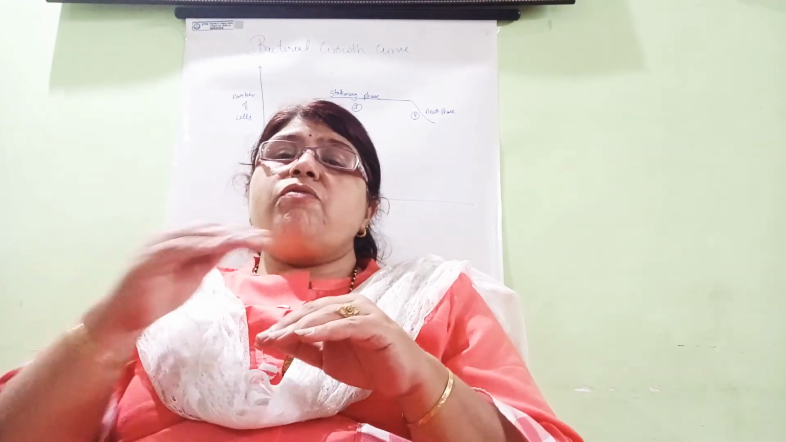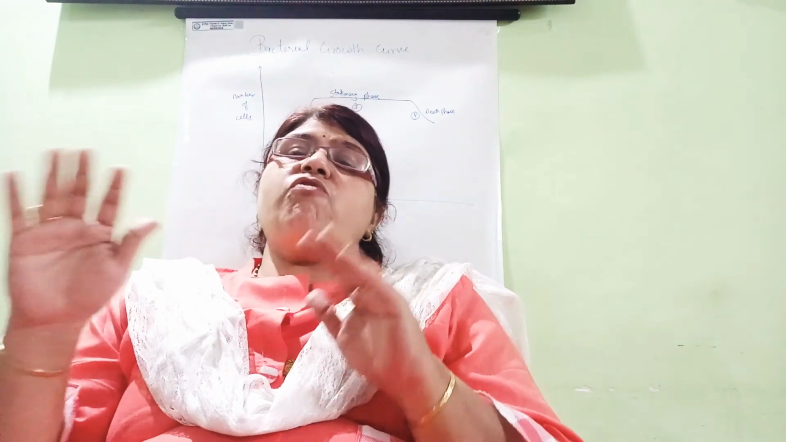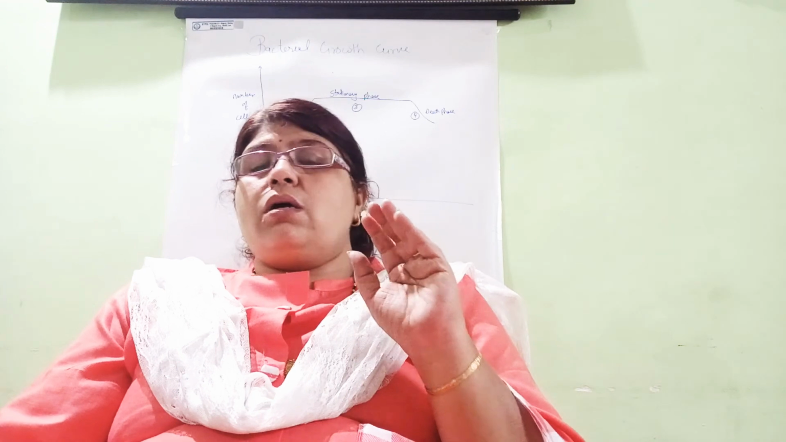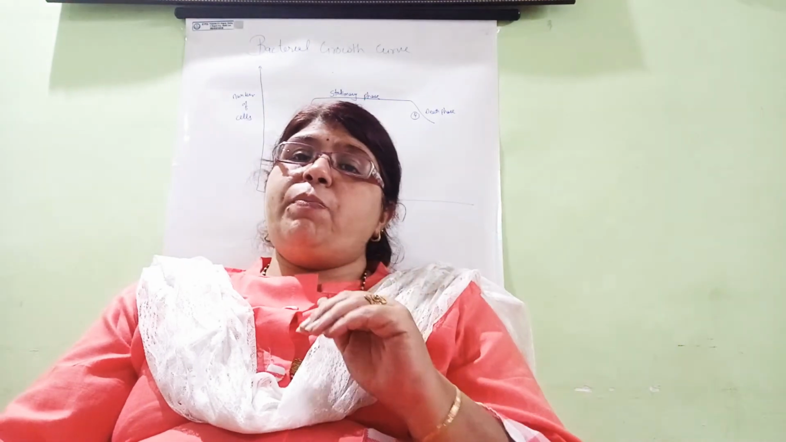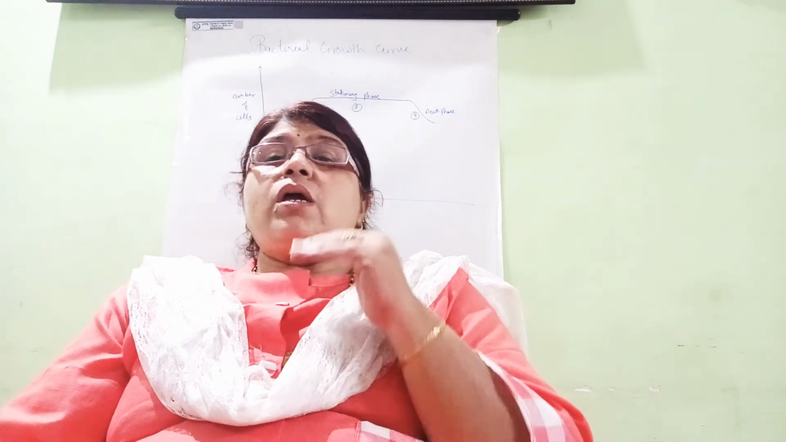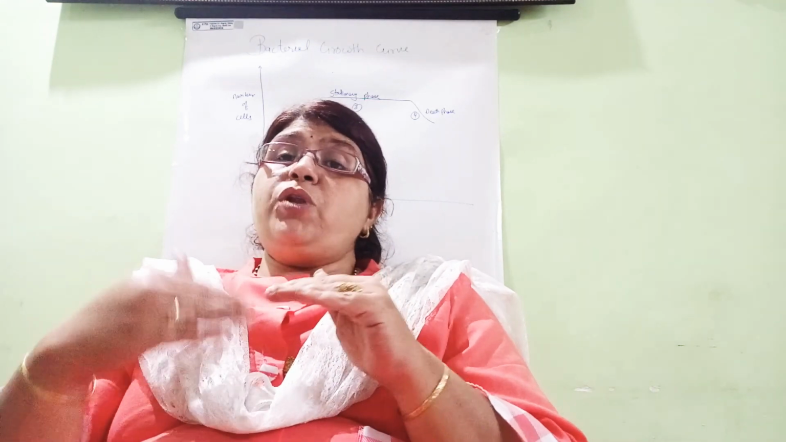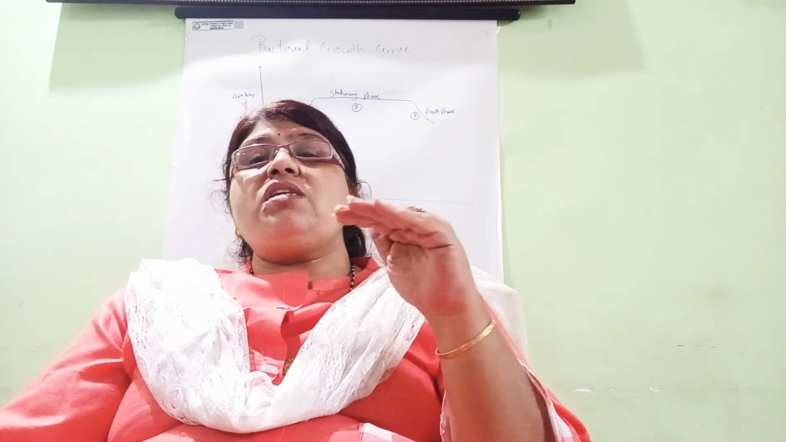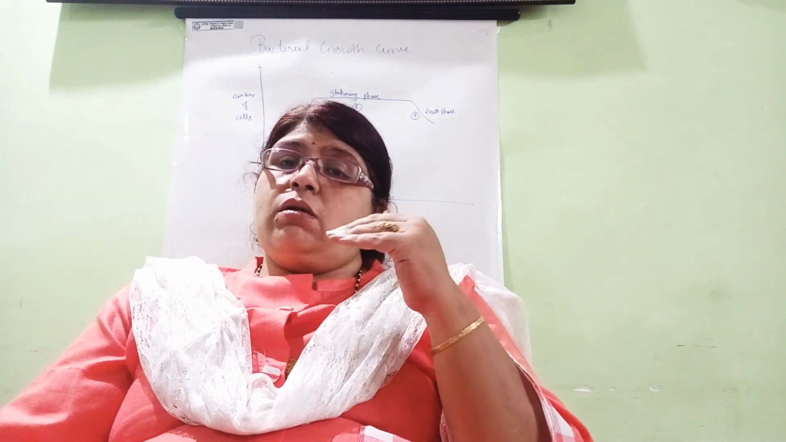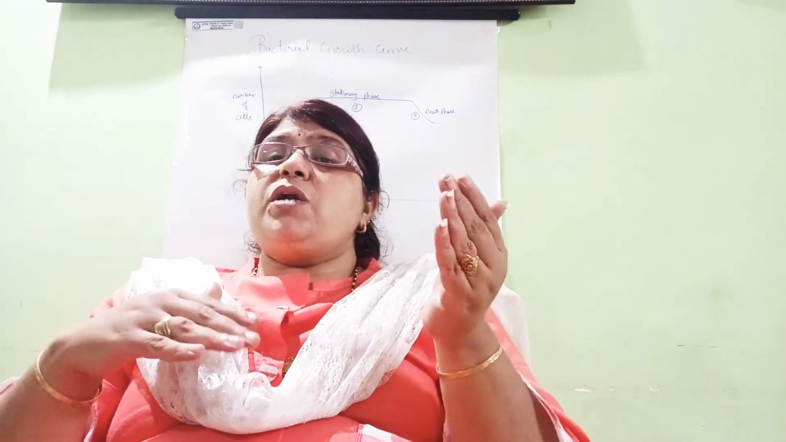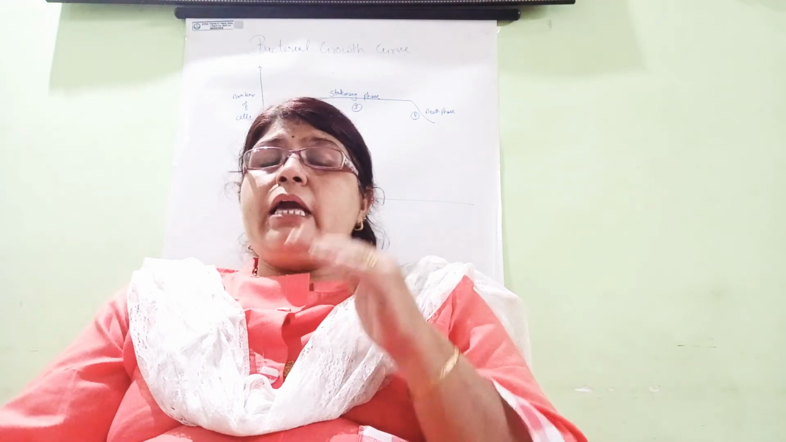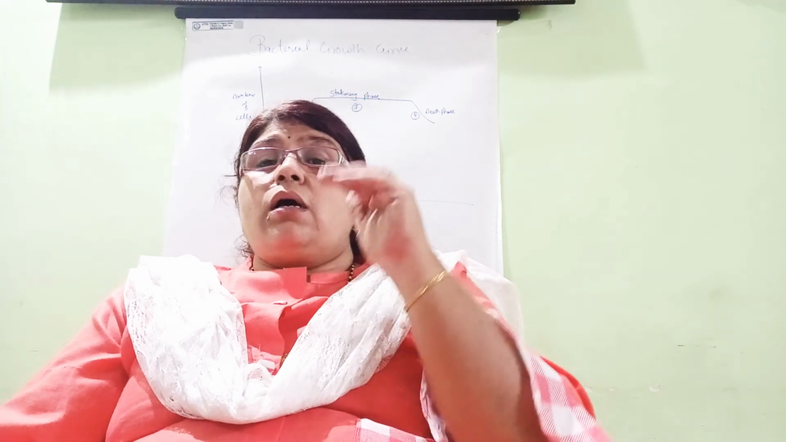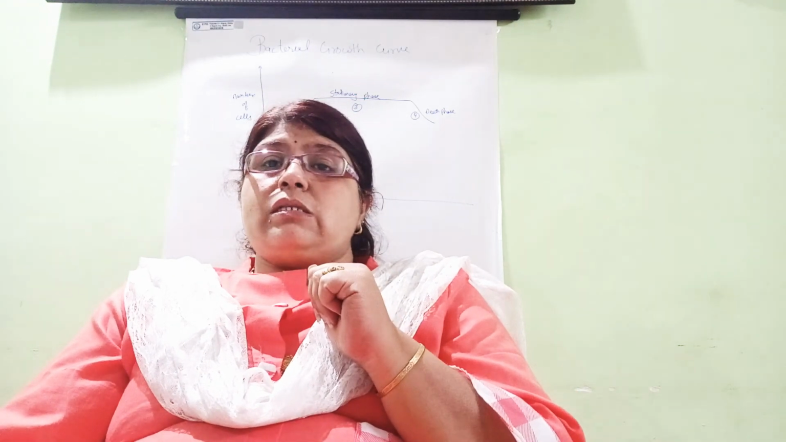So these are the four basic phases of a bacterial growth curve. Lag phase, where there is no division, the bacteria only prepare themselves for the division. Log phase, where there is exponential increase in the number of cells. Stationary phase, where there is a balance between the number of cells reproducing and the number of cells dying. And the last phase, where there is a decrease in the number of cells.